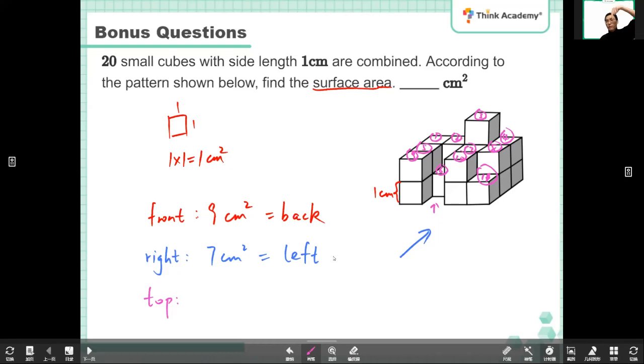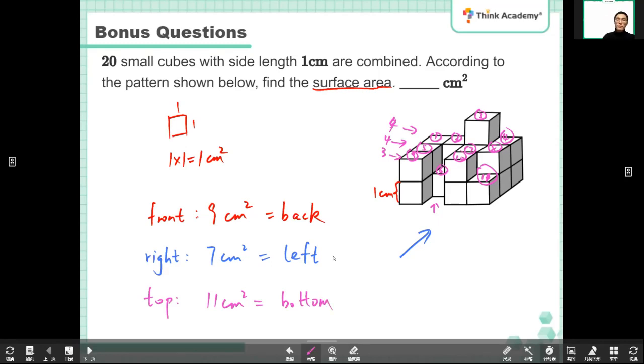Okay, so we're looking from top to bottom. You see, we have 4 in the top row, and then 1, 2, 3, 4 in the second row, and 3 in the third row. So altogether, 4 plus 4 plus 3 gives us 11. 11 square centimeters, and it's the same as the bottom. Sorry, poor handwriting.